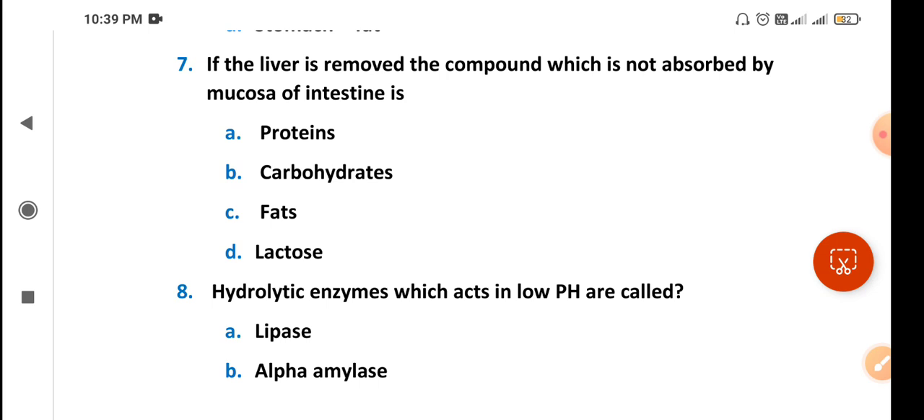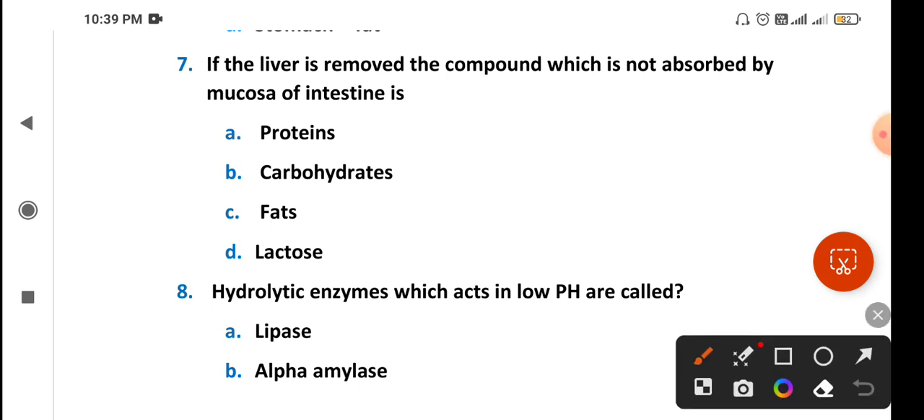ओके, इसको इमल्सिफाई करने में हेल्प करता है. एंड डी ऑप्शन इज लैक्टोज. नो, दिस इज ऑल्सो इनकरेक्ट. सो करेक्ट ऑप्शन इज सी, जो कि माइसिल फॉर्मेशन बनाता है और उसको इमल्सिफाई करता है, वो करता है बाइल, एंड बाइल इज सिक्रेटेड फ्रॉम द लिवर. सो विदाउट लिवर फैट्स कैन नॉट बी एब्सॉर्ब्ड.